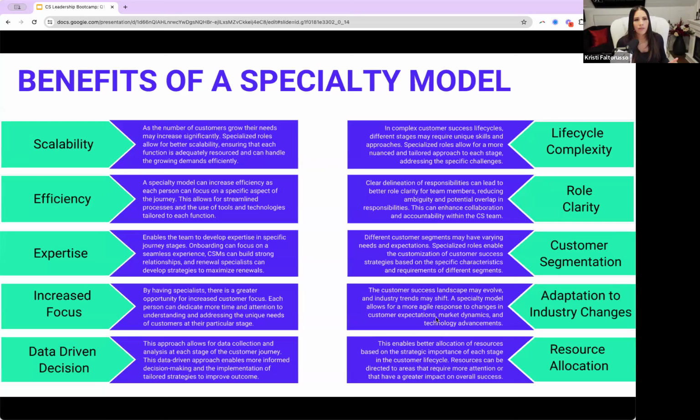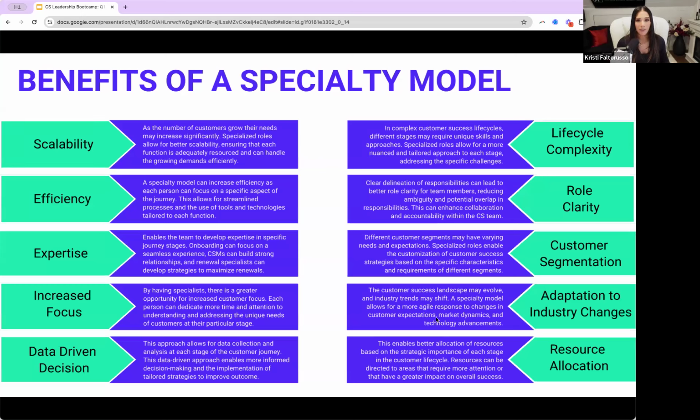So let's start here on the left. The first one is scalability. And the reason why I introduced that big number when we started, right, and we talk about all these companies that are downsizing their teams and how many CS organizations have been impacted, the benefits of this specialty model, it really allows you to scale. It allows you to have specialists who are focused in different areas and ensuring that that function is adequately resourced, right? You can handle the demands efficiently and effectively. The next thing is efficiency. This model is going to allow each person to focus on that specific aspect of the journey and have those streamlined processes and better use of tools and technology that are tailored to ensuring that each of you can do your specific jobs. Expertise, we talked about this.